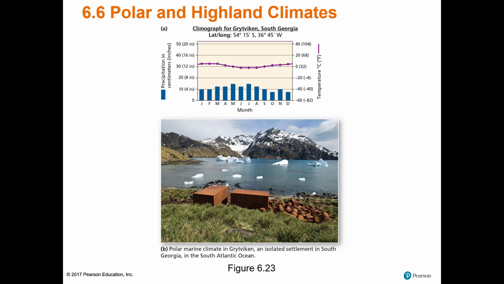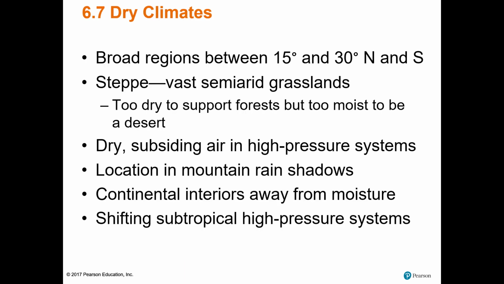Here's an example of a polar climate for an area of South Georgia, and there is a fairly consistent amount of precipitation and not much variation in the temperature. So as opposed to the very early temperature graphs that we saw where the tropics were very consistent, this is also consistent, but you can see that it's consistently near freezing, which is 0 degrees Celsius or 32 degrees Fahrenheit.